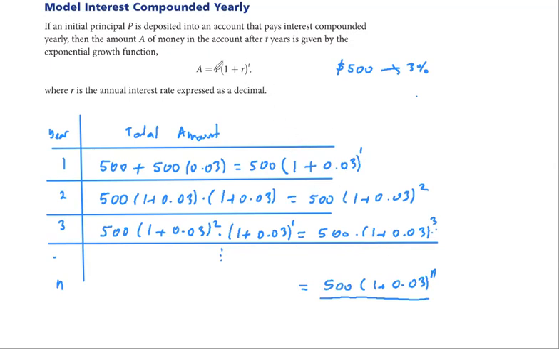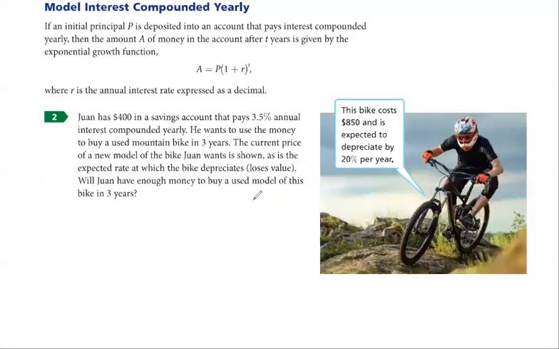So if you look at the formula, A is the total amount after some number of years, like t years. And P is the principal, which is 500 in our case, whatever we start with. 1 plus R: R is the rate, the annual interest rate expressed as a decimal, which is 0.03. And T is the number of years, which is n in our case. So I hope this background is helpful. Now we are going to use this formula to get some interesting questions.